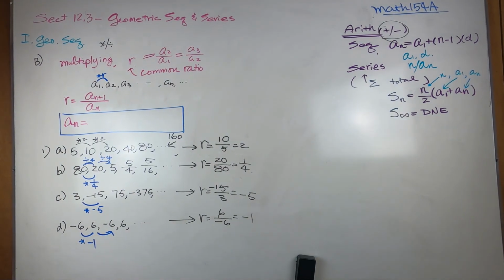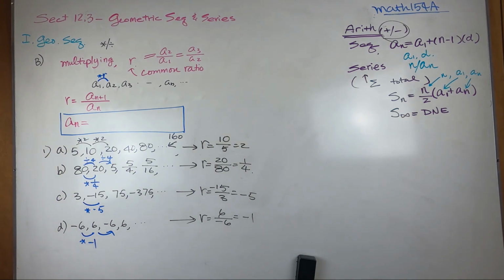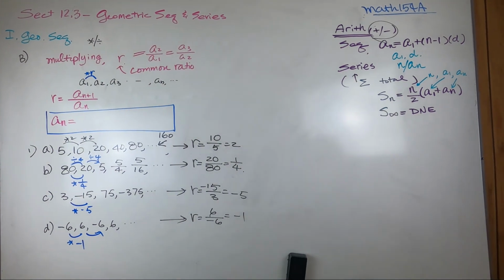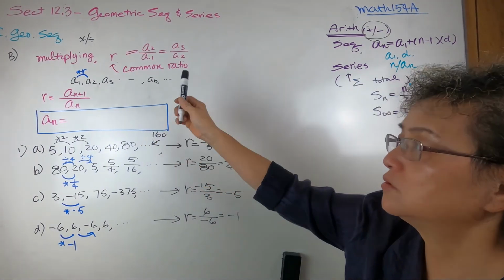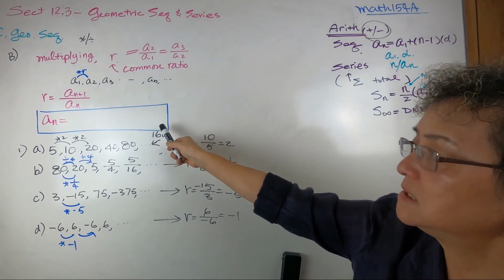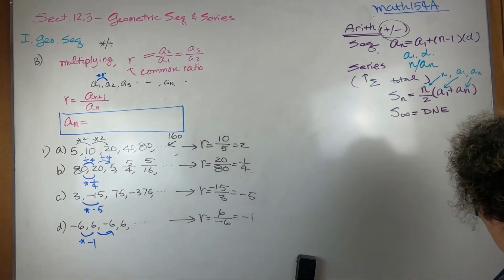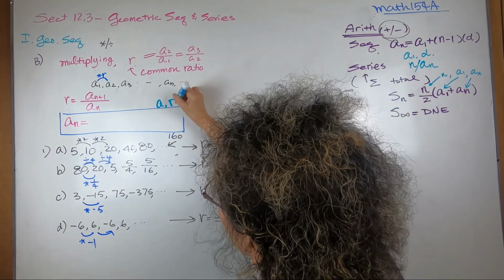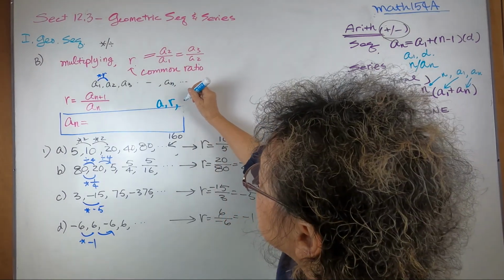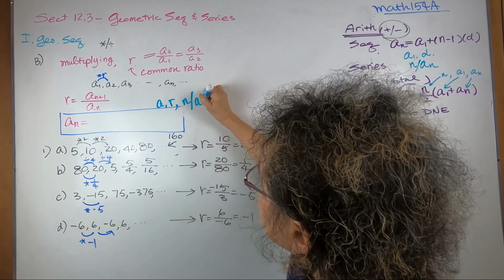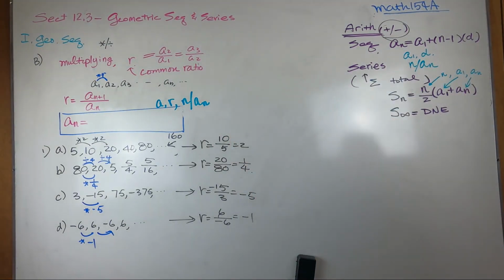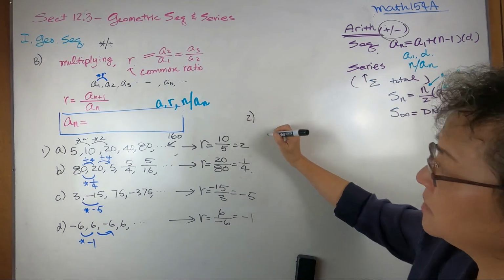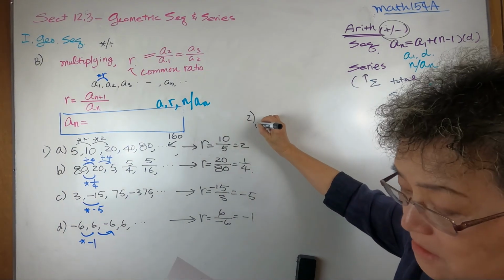Okay, let's see. How can we find a formula? Mainly it's this: if we know the formula, and if we know A1, we know the R, right? Then for the nth term, we should be able to find AN. That's the idea.